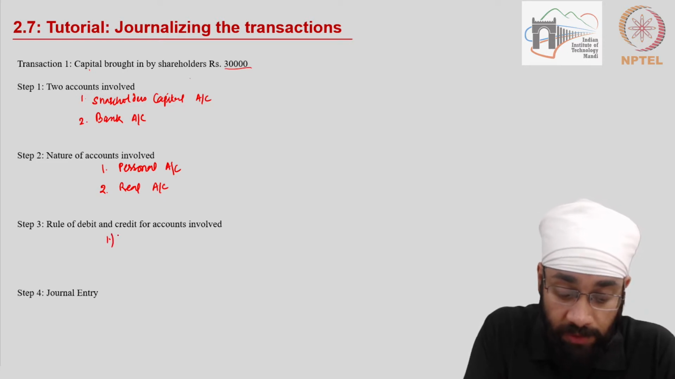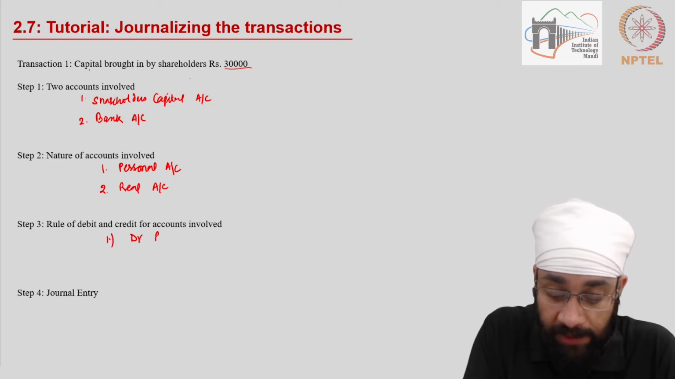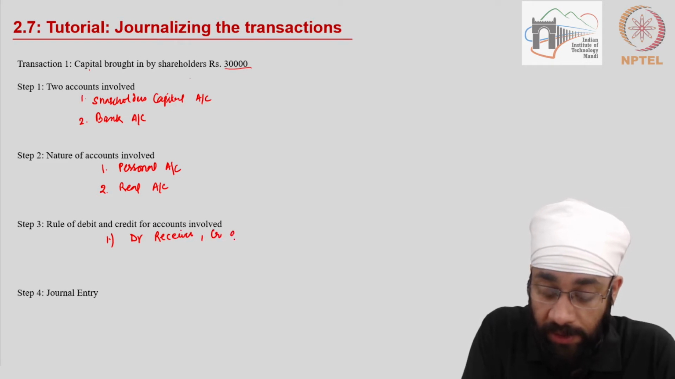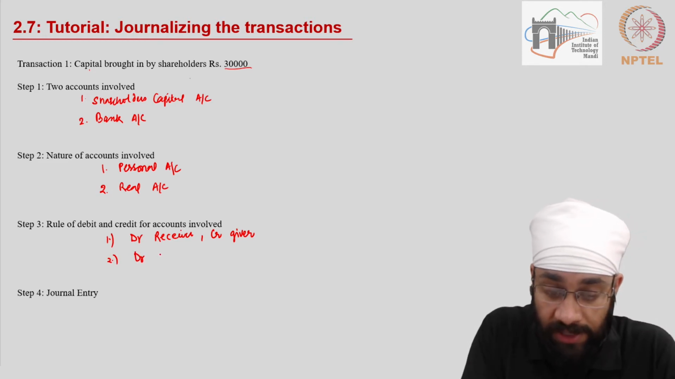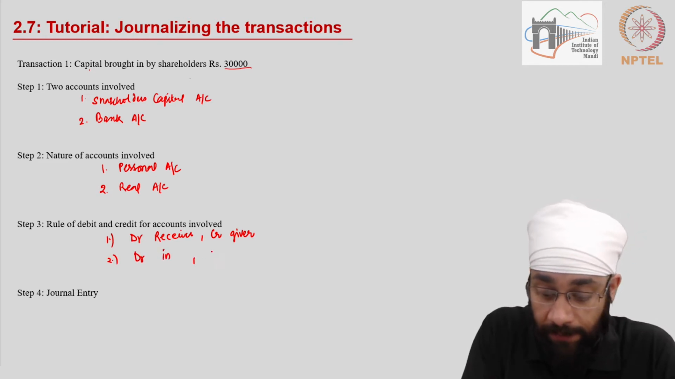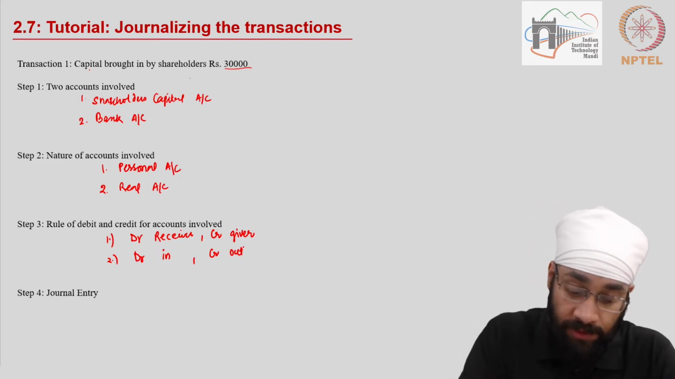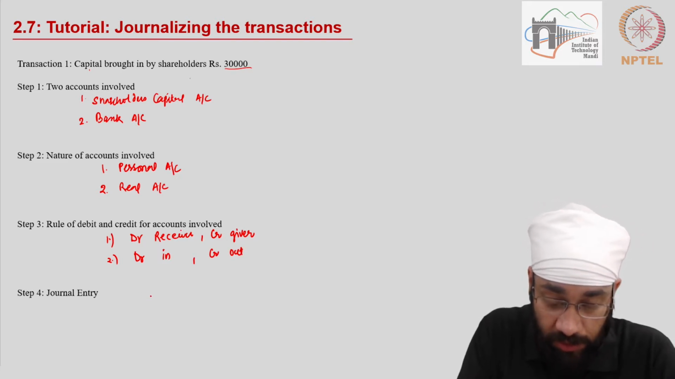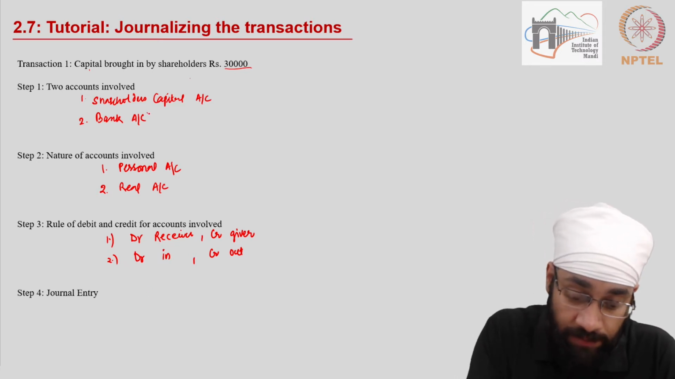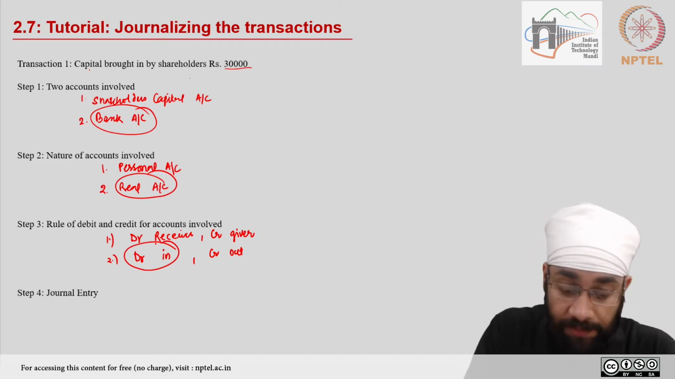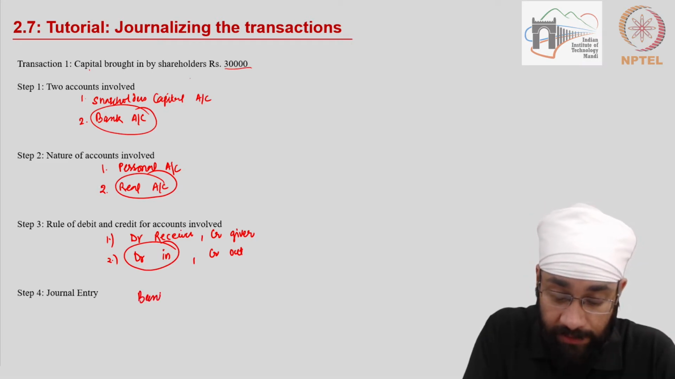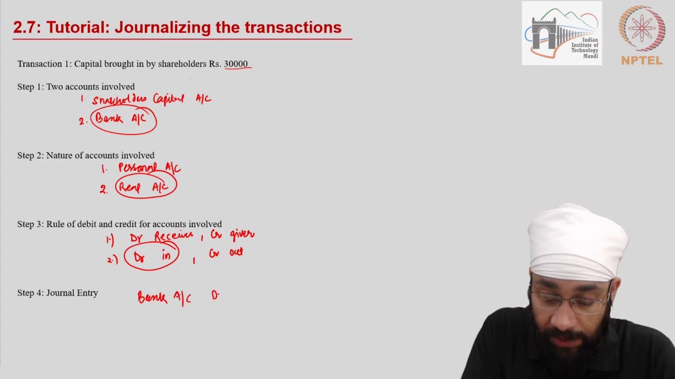The rule for the personal account is debit the receiver and credit the giver. And the rule for real account is debit what comes in and credit what goes out. Using these notes, the transactions should be written as follows. The bank is the real account. It is coming in. Bank balance is coming in. So you write a debit, bank account debit.